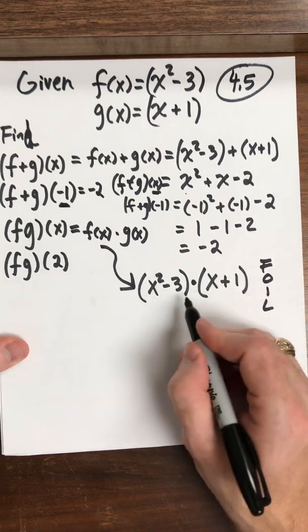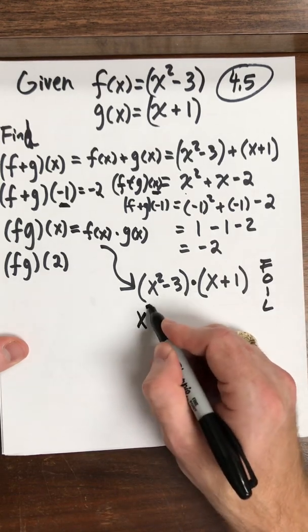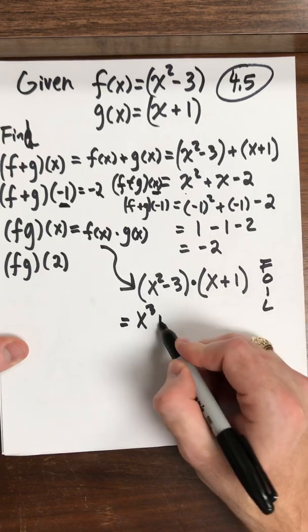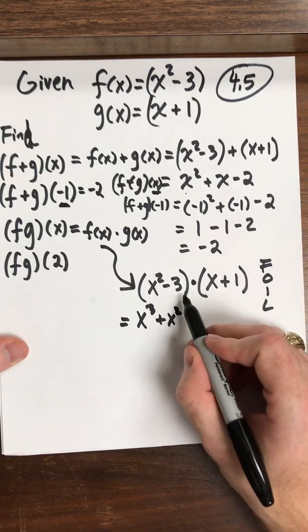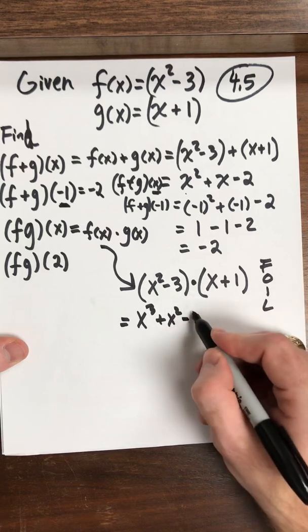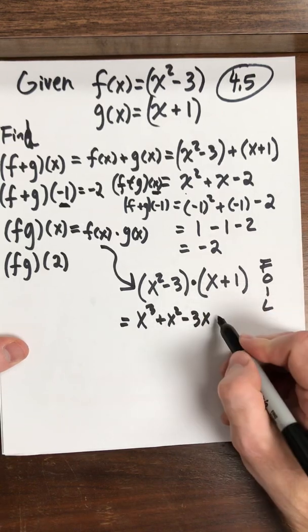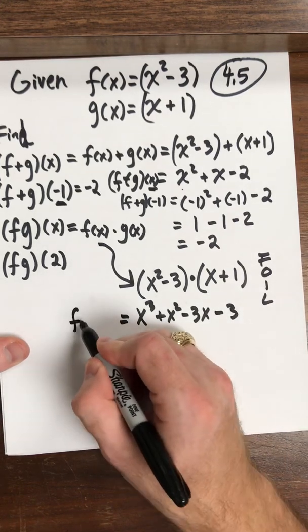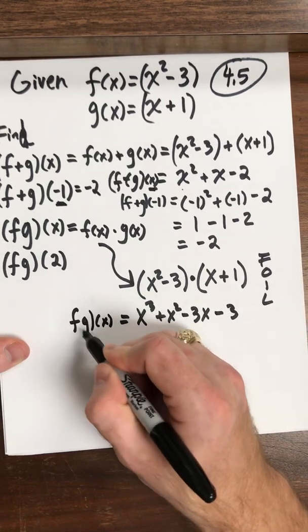So the first, that's x times x squared, that's x cubed. And then I have what? x squared times 1, that's plus x squared. And then inside is negative 3 and x, that's minus 3x. And then the last is negative 3. So this is fg of x.